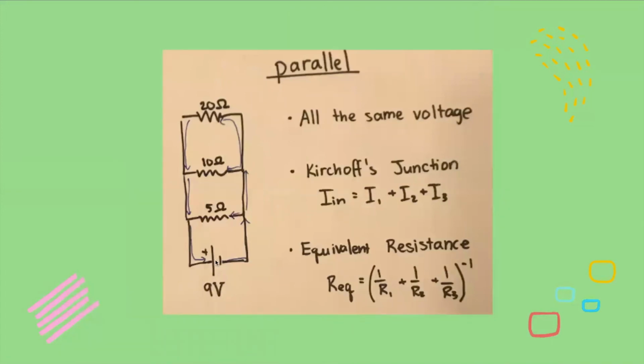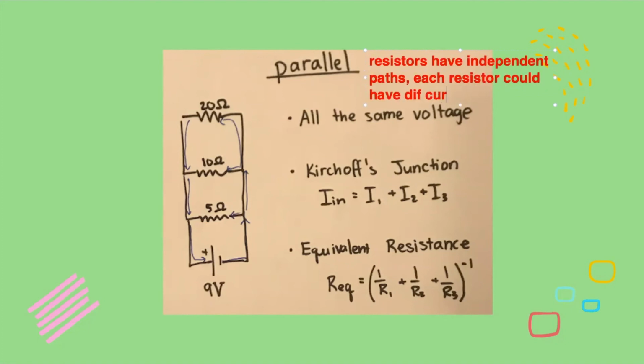Each individual resistor is on its own different path. So what sets parallel apart from series is that in parallel, your resistors have independent paths. Each resistor could have a different current from each other. It allows independent operation. If the 5 ohm resistor burns out at this point, that doesn't change the other resistors. They still form closed circuits, so the current can still flow through the other parts.